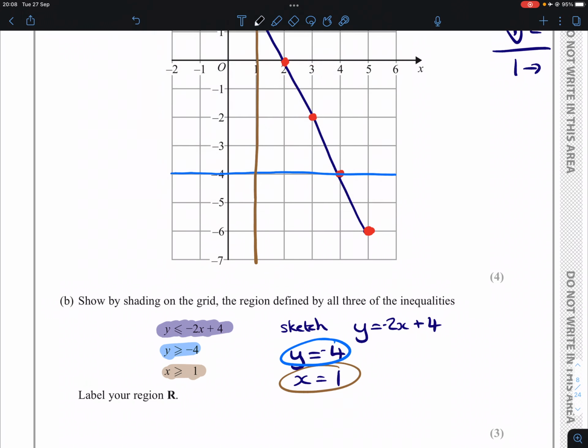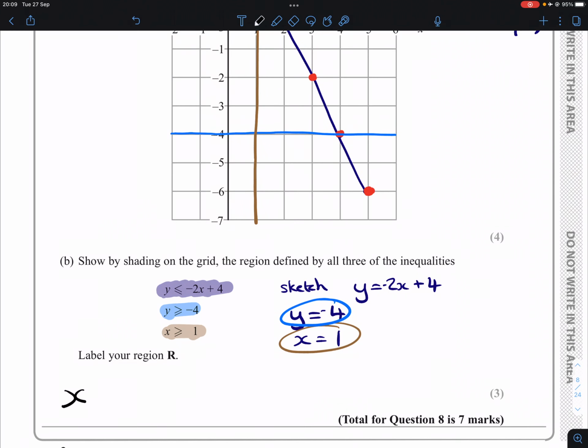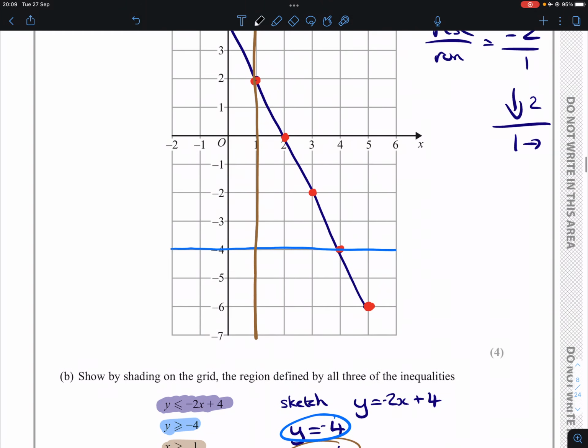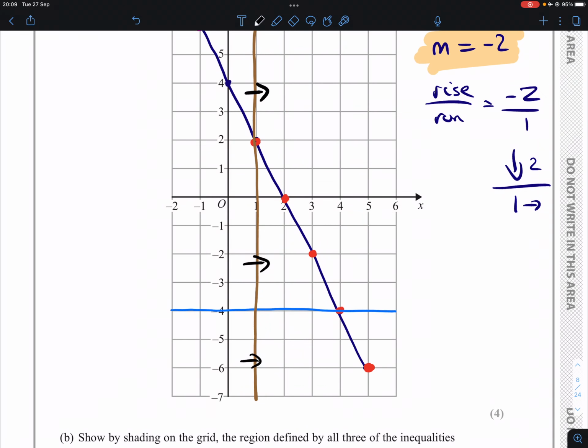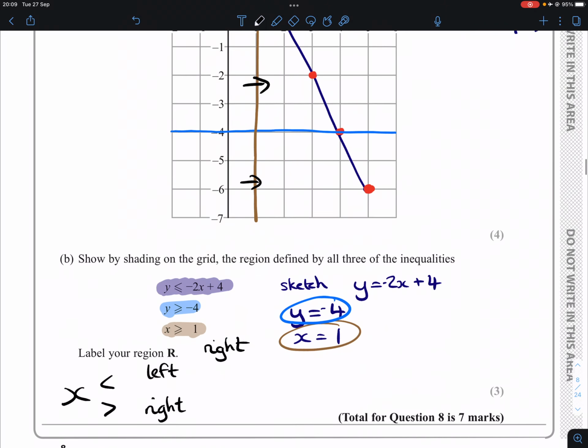Now, in terms of interpreting the inequalities, if you have an x less than something, then that means you're going to be left of it. If you have an x bigger than or equal to, it doesn't matter if there's a line underneath it, you're going to be to the right of the graph. So, given this one here, we're going to be to the right of the brown line. I can represent this by drawing a couple of arrows. The area that we're interested in is going to be the right of that brown line.